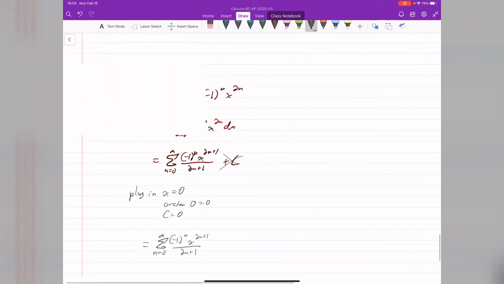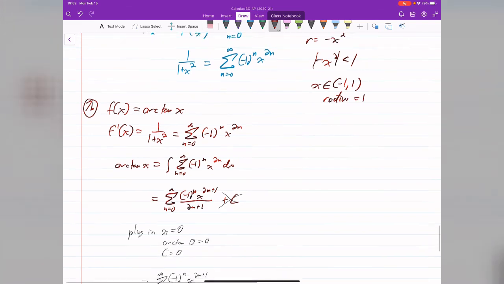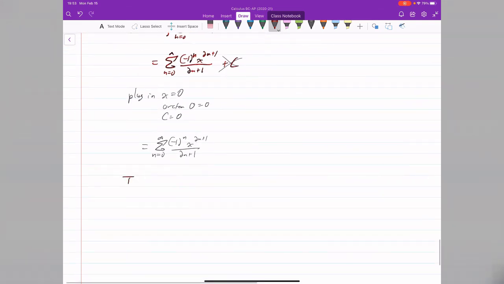Now I'm going to go back up and examine the interval and radius of convergence. I know that the r value is equal to -x squared, which means that -x squared had to be less than 1, which again means that x is in between -1 and 1. So we have a radius of convergence of 1. Sorry, I'm going to say radius equals 1. I want to test -1 and I want to test 1. I need to test my endpoints.